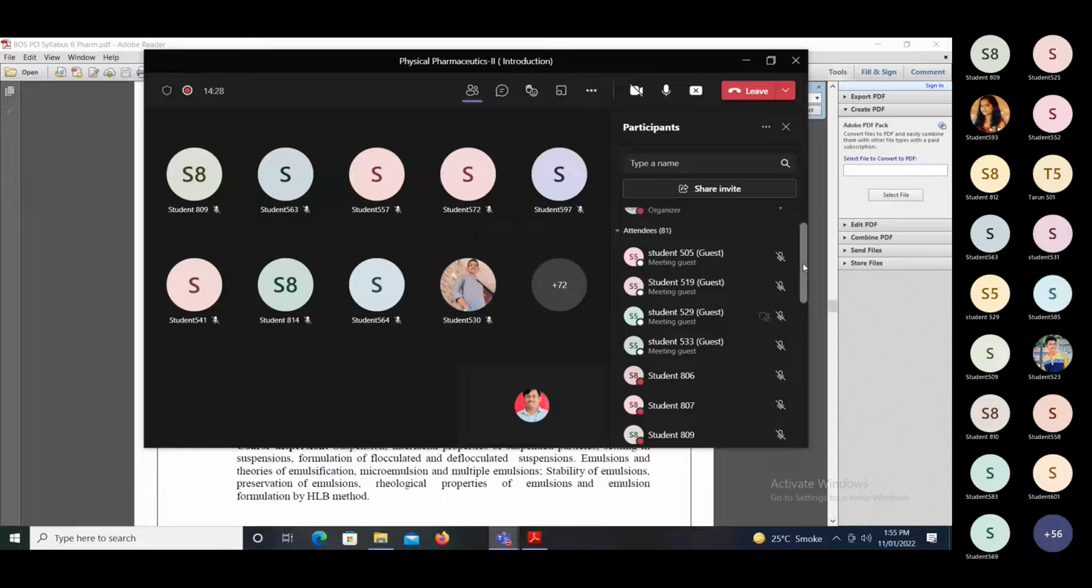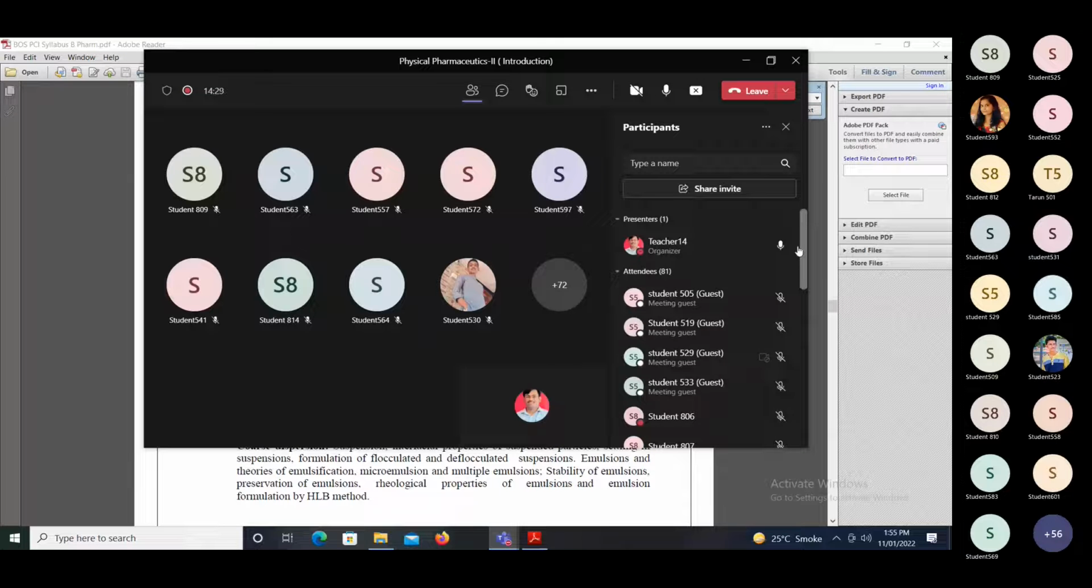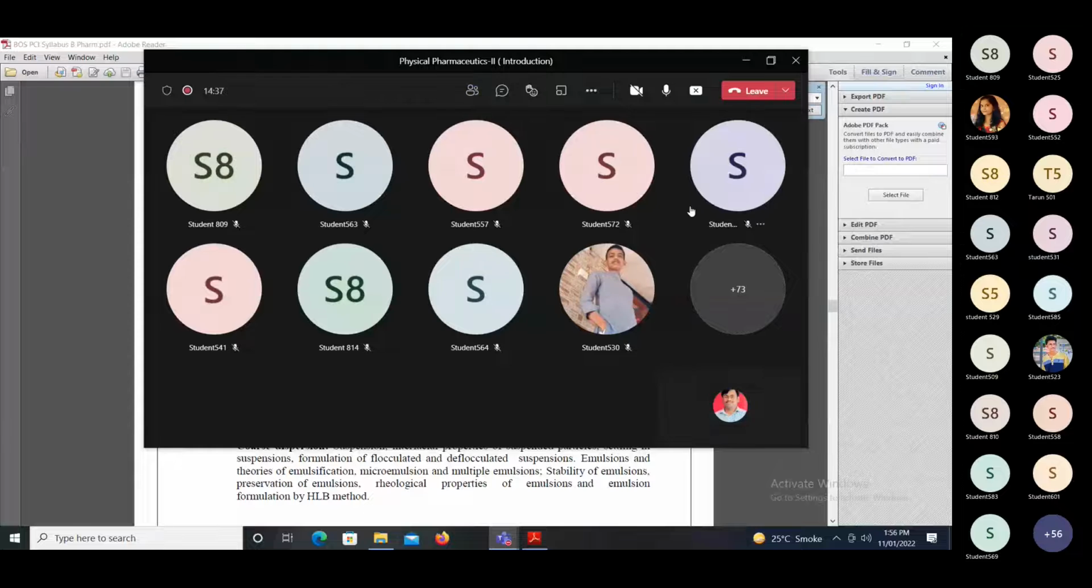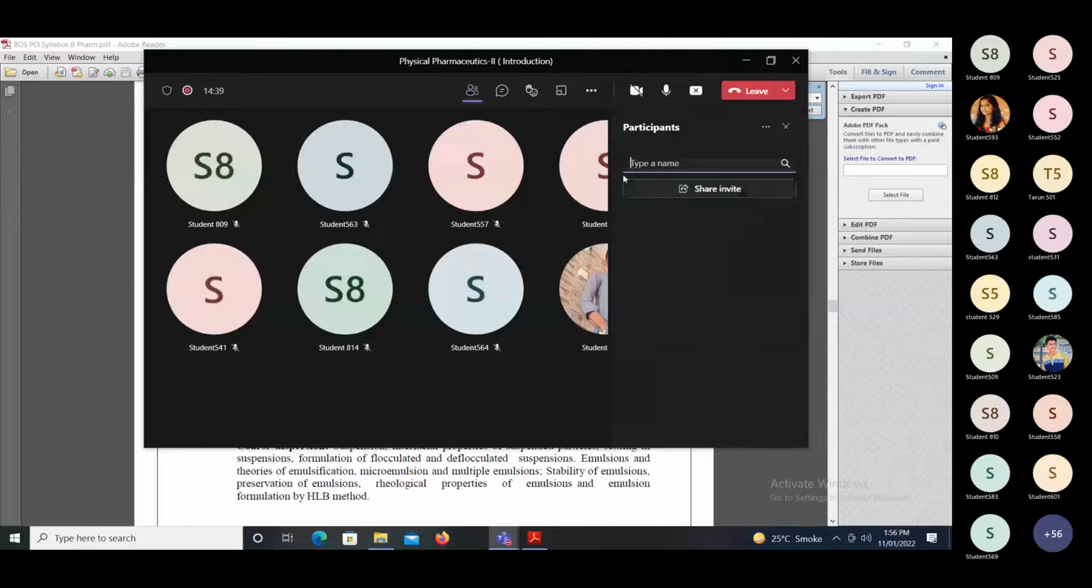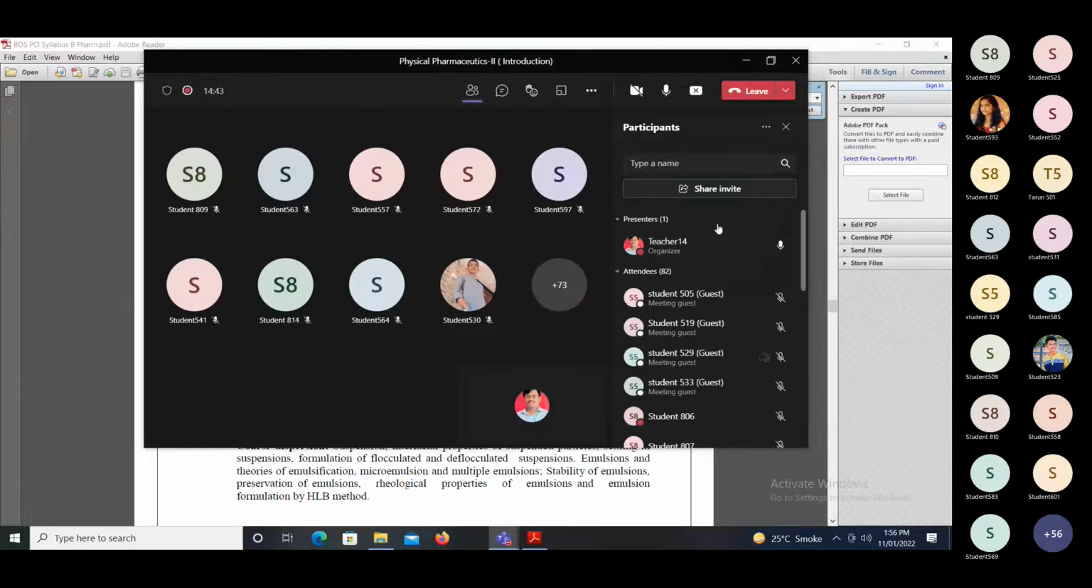And the next point is the protective action. Suppose one colloid is going to be protected by others, when the addition of a lyophilic colloid or lyophobic colloid takes place, and that part we are also going to discuss in this protective action of colloids. This is about the first chapter which is included in your Physical Pharmaceutics 2.